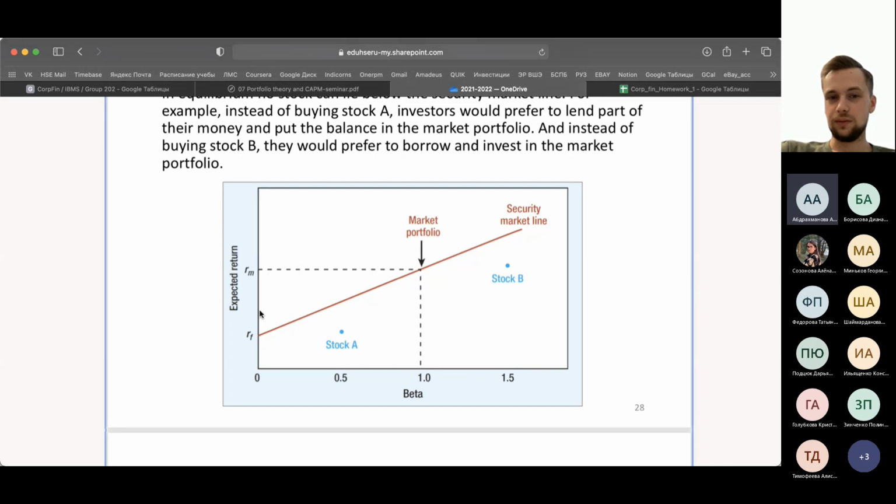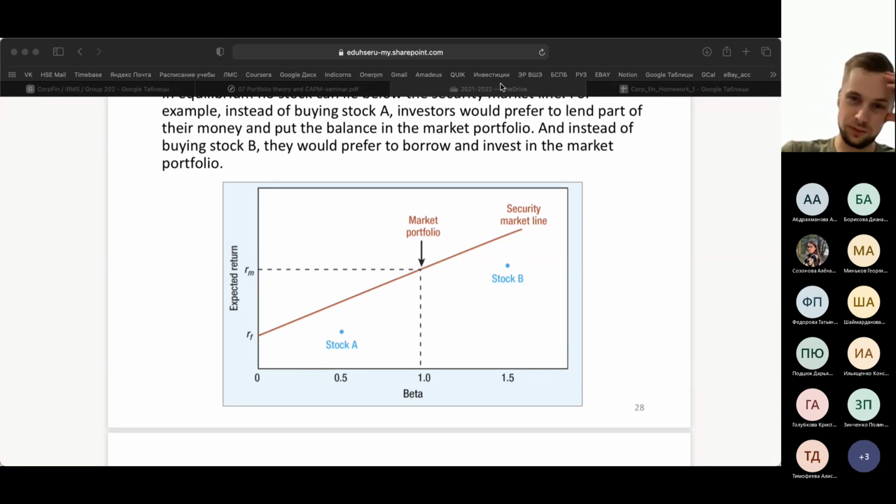Higher? Well, yeah. Can I draw lines in Teams? I don't know.